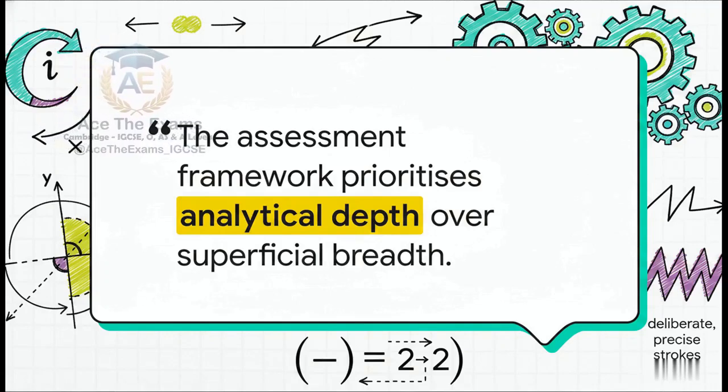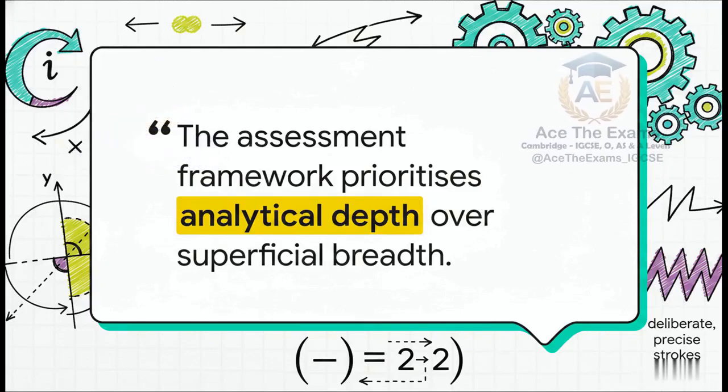When you perform a complex subtraction, distributing that negative sign with absolute precision across both the real and the imaginary components of the second complex number, you are demonstrating that analytical depth. You're showing the examiner that you respect the structural integrity of the equation.